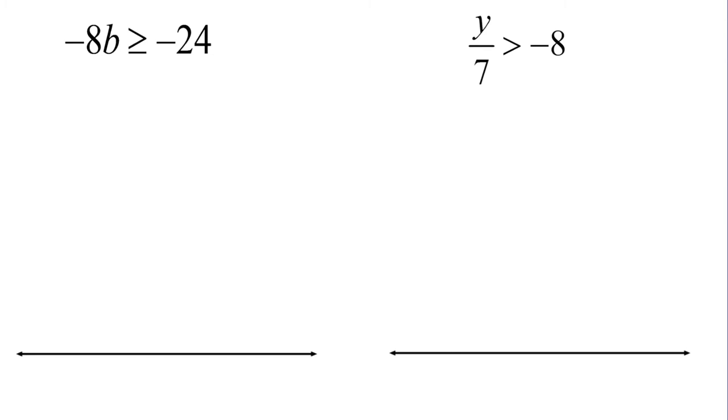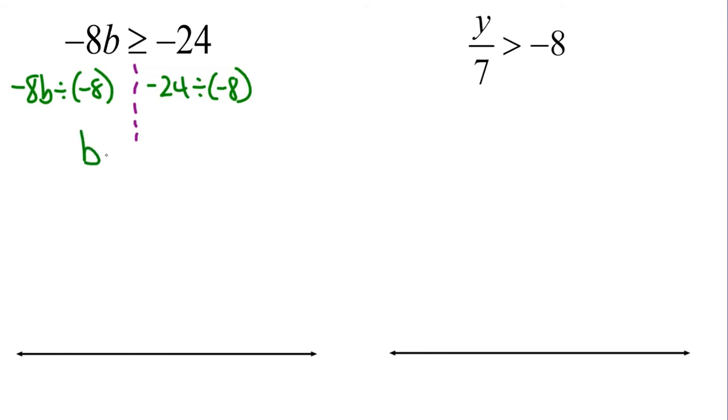A couple more. -8b is greater than -24. This is multiplication, so to undo that, I'm going to divide. -8b divided by -8, -24 divided by -8. And this is just b. -24 divided by -8 is a +3.